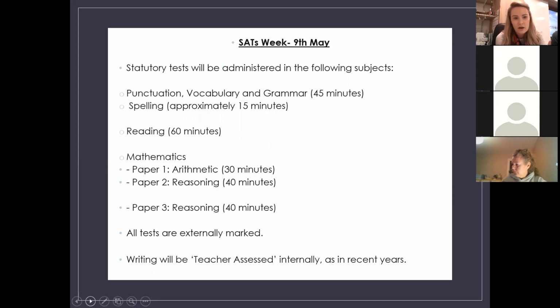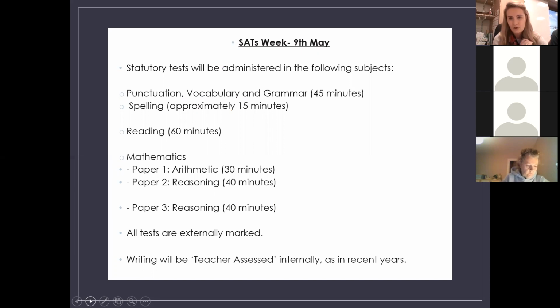So to start us off, that's the breakdown. The timings are there for you. The only one we haven't talked about, of course, is writing, and the children will be given a teacher assessment of their writing. So no longer do they do a written exam for their writing grade. As in recent years, it is a teacher assessment, so we can take into account lots and lots of pieces of work that they've been doing pretty much from now onwards, to see how they're getting on.